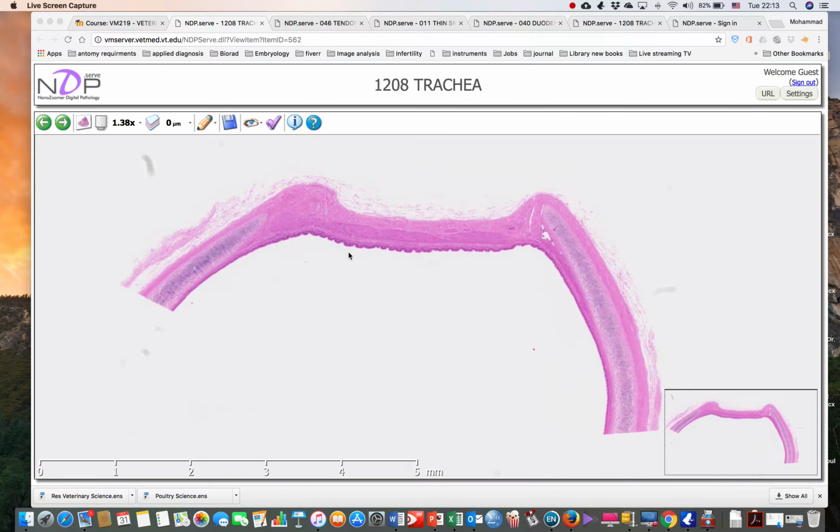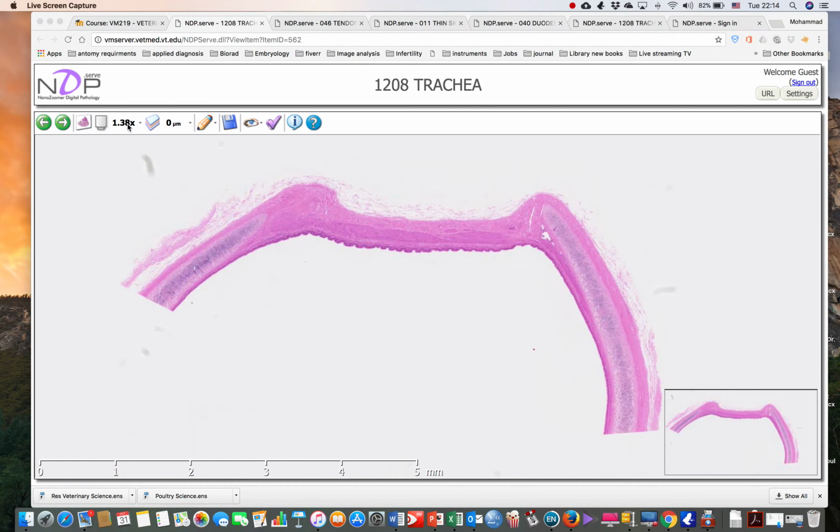This is a slide of the trachea we studied before to see the epithelium, the pseudostratified columnar epithelium. This organ is supported by the C-shaped cartilage, and you can see here the two tips of the C-shape, and between the two tips we have a smooth muscle. It's called trachealis muscle.